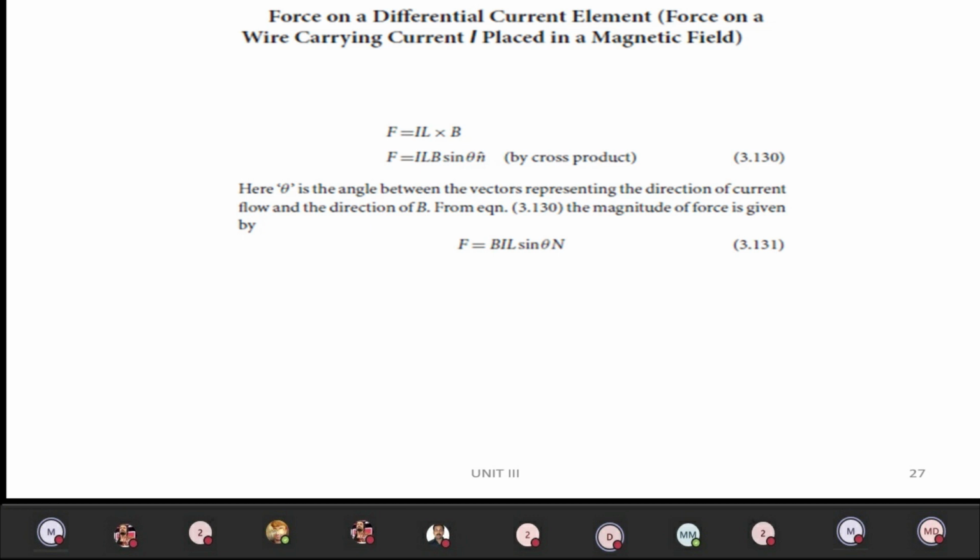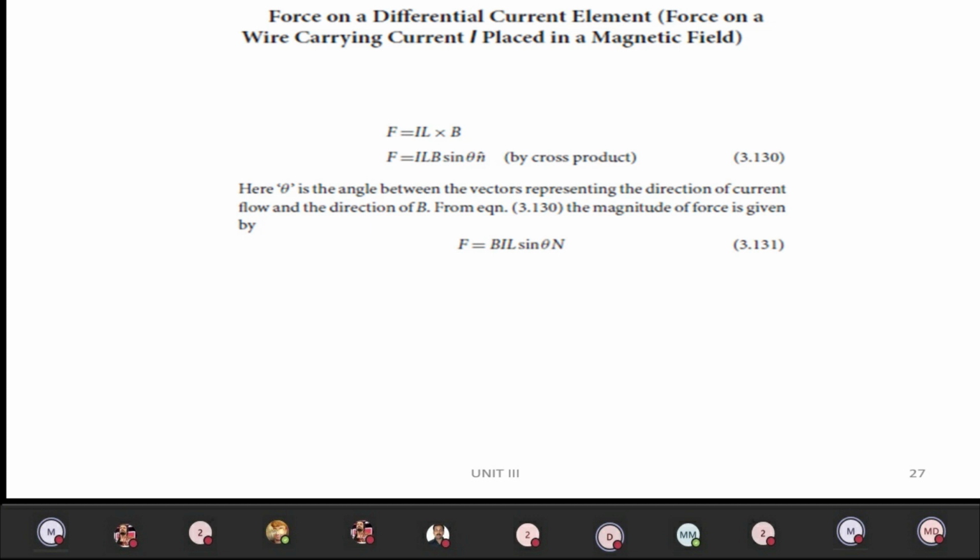What we have is the force on a differential current element. So, the force on a wire carrying current I placed in a magnetic field.